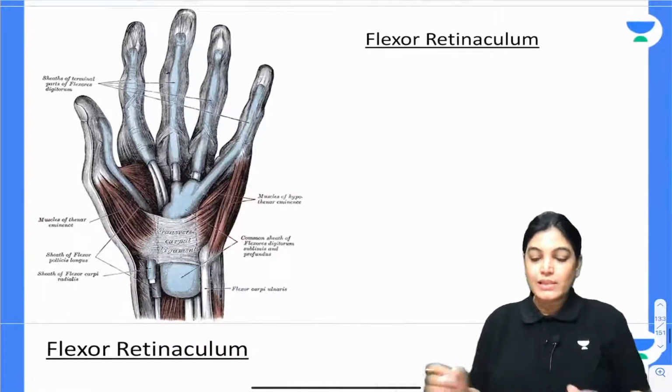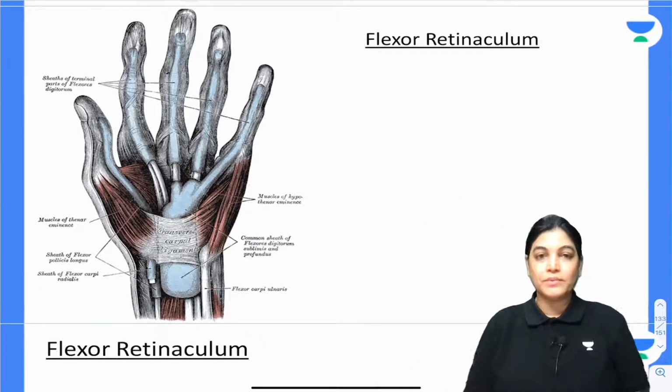So let's start with the topic today, that is Flexor Retinaculum.